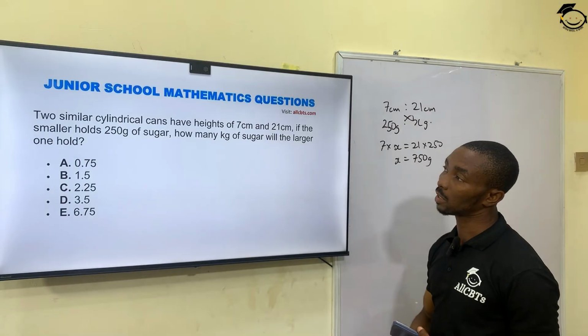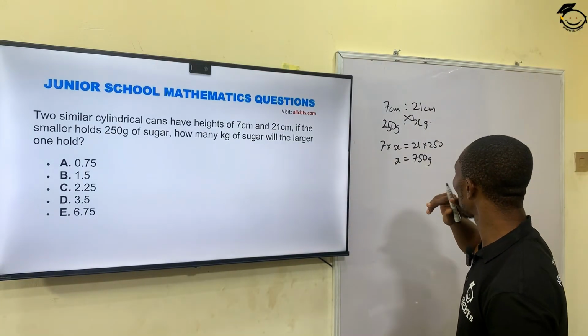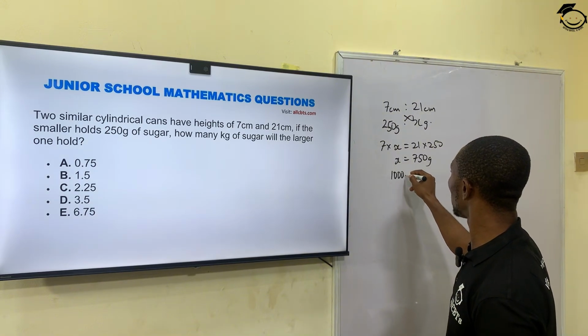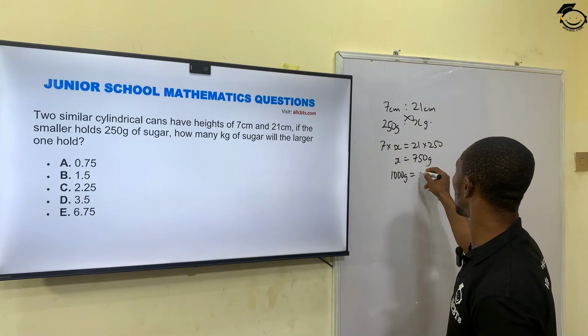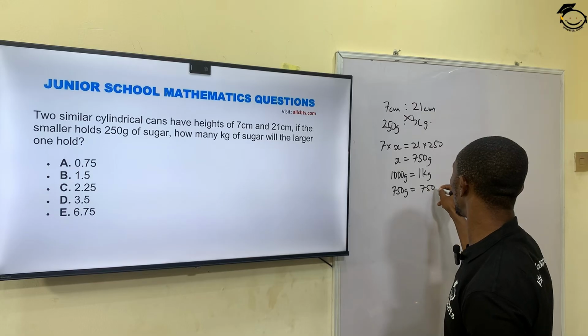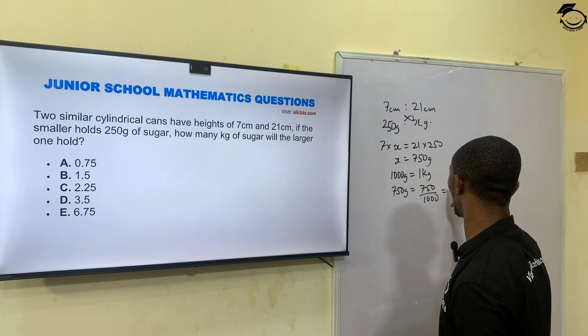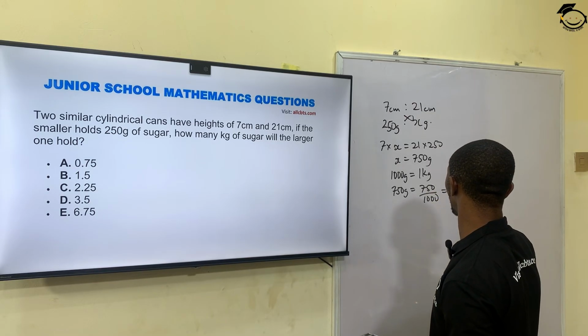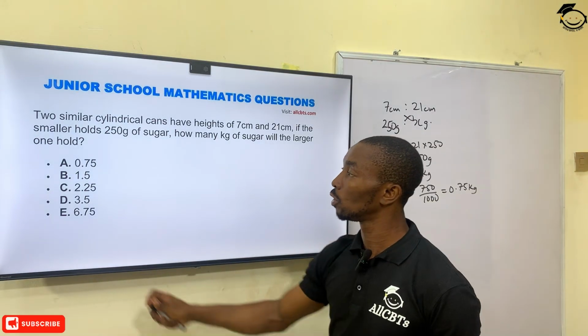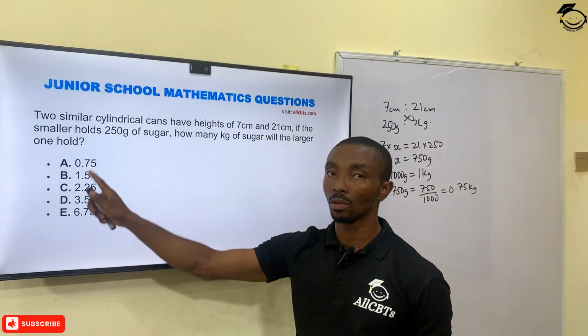Now, in converting grams to kilogram, that means we have 1,000 grams equals 1 kilogram. So our 750 grams will become 750 divided by 1,000, which will give us 0.75 kg. So it will be able to hold 0.75 kg.